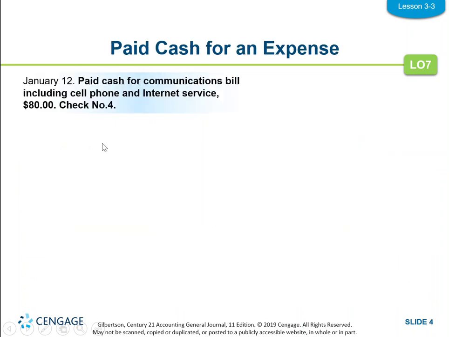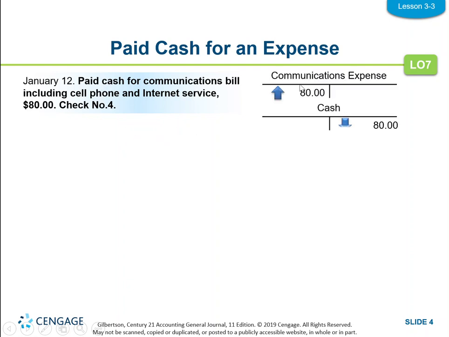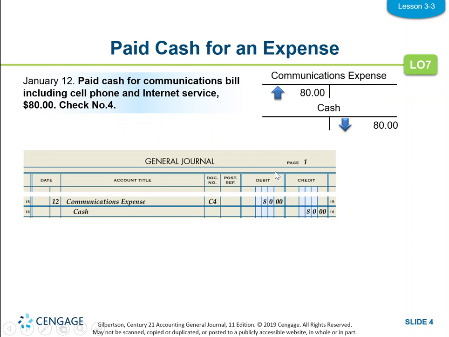We paid cash for an expense. Okay, we paid cash for a communications bill, including cell phone and internet services, $80. Check number 4. So cash and communications expense. Communications expense is an owner's equity expense account. Cash is an asset. So we record a debit to communications expense for $80. Cash is credited $80.